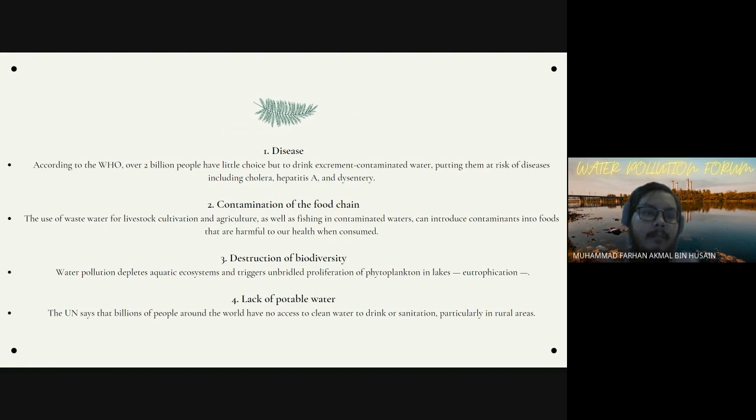Water pollution depletes aquatic ecosystems and triggers proliferation of phytoplankton in lakes, which is eutrophication. And lastly, lack of potable water. The UN says that billions of people around the world have no access to clean water to drink or sanitation, particularly in rural areas. Okay, back to the moderator.